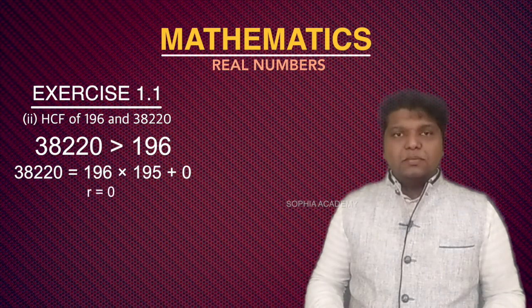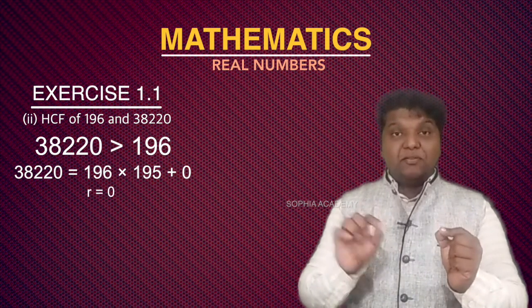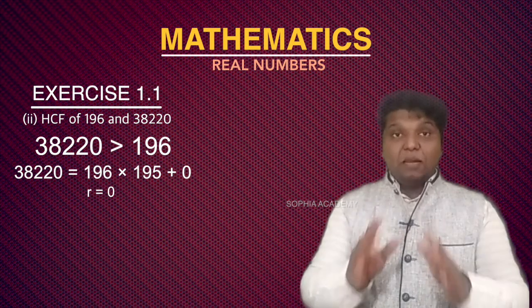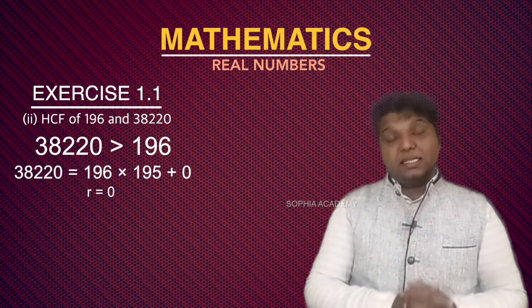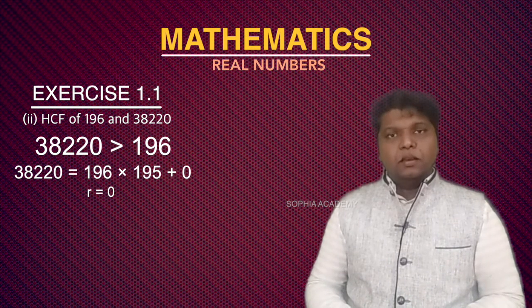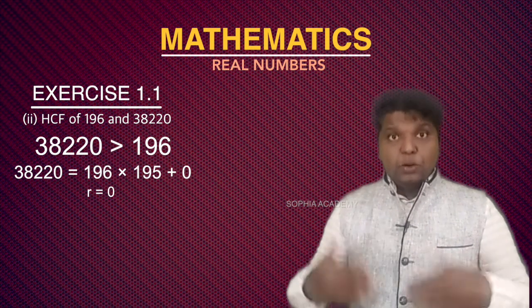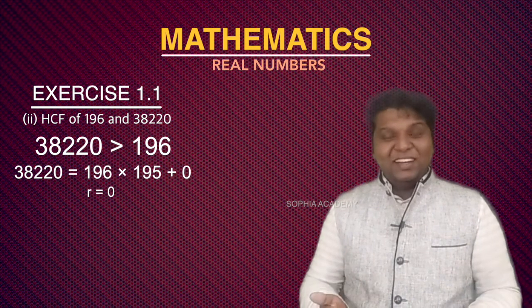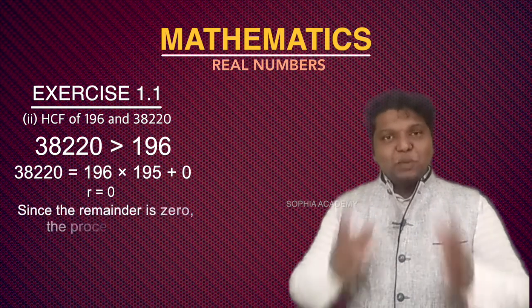It's 0. That means in a single step itself, the remainder became 0. That means that number was totally divisible by 196. While dividing, you got the remainder as 0. So when you get the remainder as 0, do you want to go to the next step? No need, right? You will stop it there.